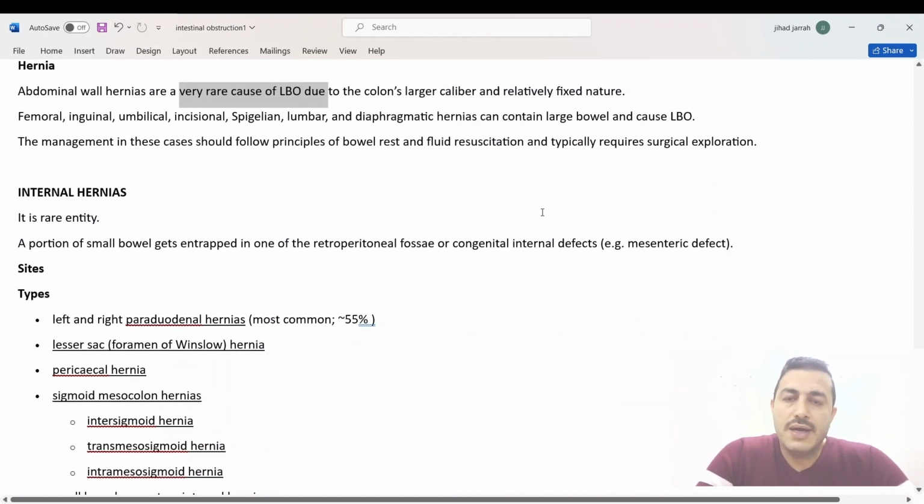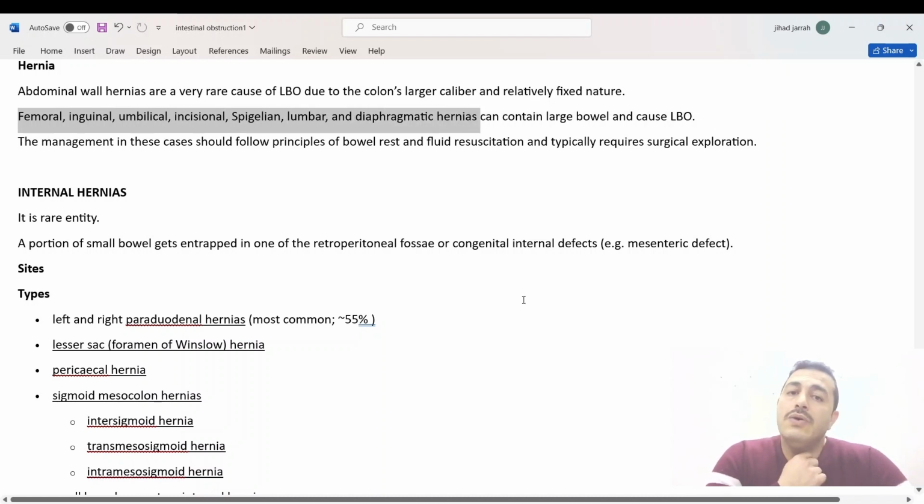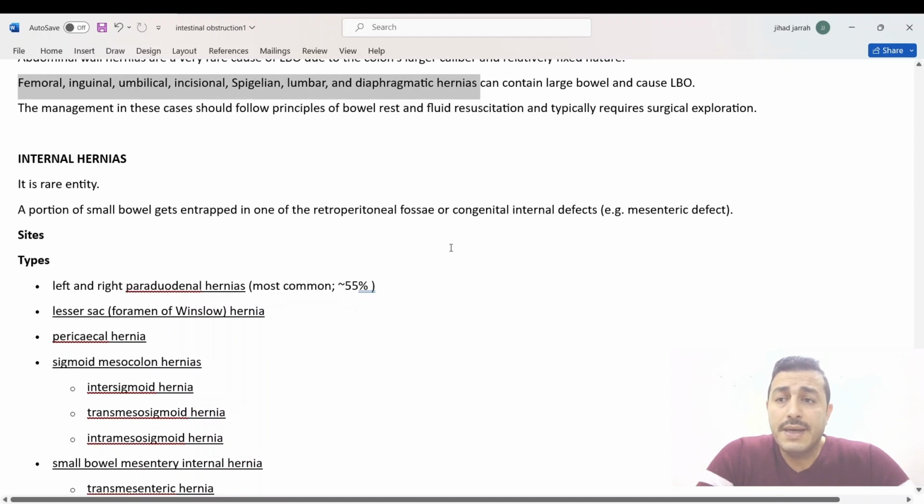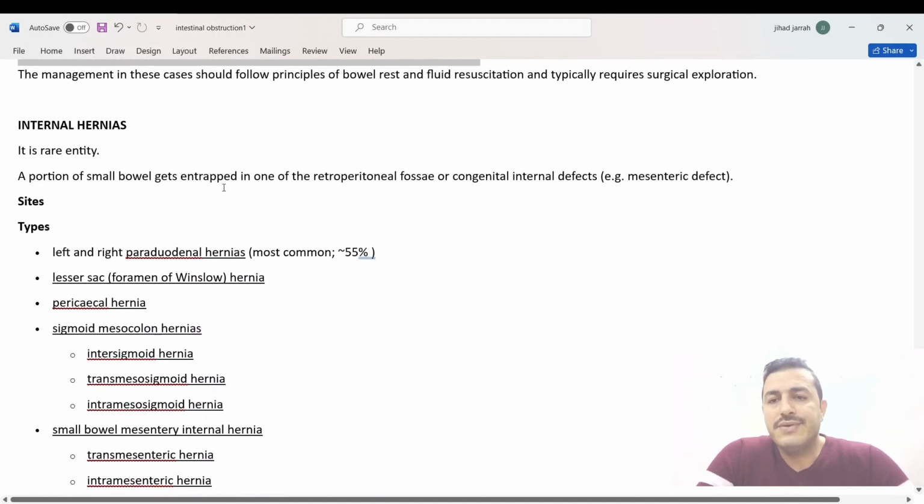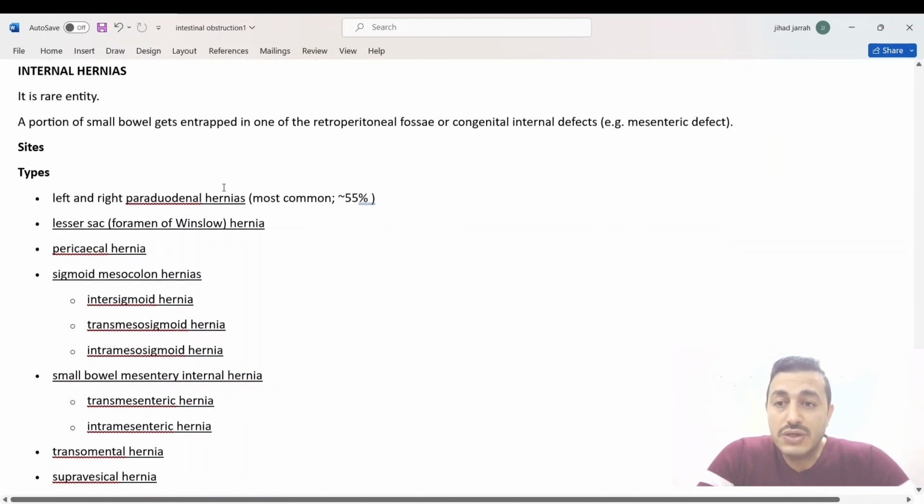Okay, hernia in a different form, either external hernia or internal hernia. External hernia such as femoral, inguinal, umbilical, spigelian, lumbar, diaphragmatic hernia. You can review a lecture in this series about hernia. We discussed the external hernia or the abdominal wall hernia in detail. Internal hernia is also a rare cause of intestinal obstruction.